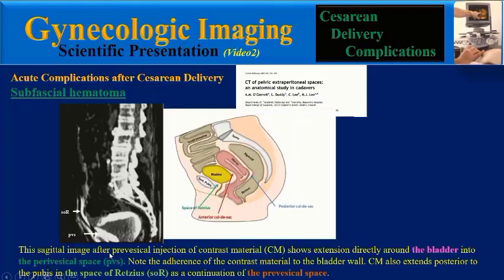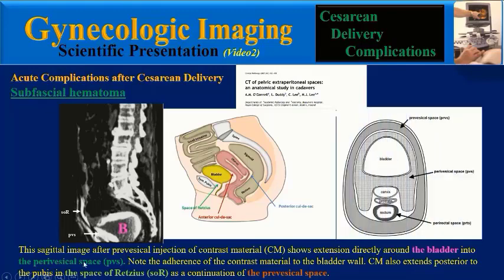This sagittal image after perivesical injection of contrast material shows the extension directly around the bladder into the perivesical space. Please pay attention here to adherence of contrast material to the bladder wall. Contrast media also extend posterior to the pubis in the space of Retzius, or retropubic space, as a continuation of the perivesical space. This sagittal view shows that these pelvic extraperitoneal spaces, while having their own position, are connected to each other.